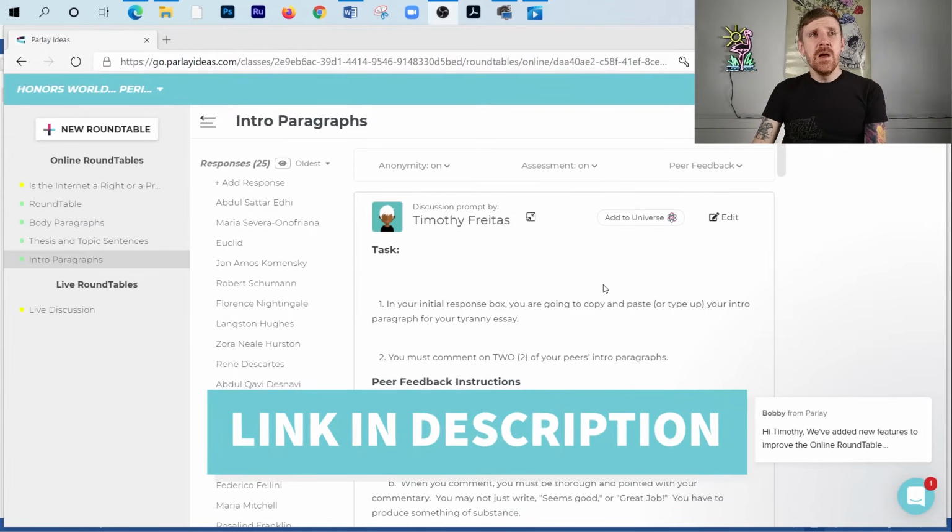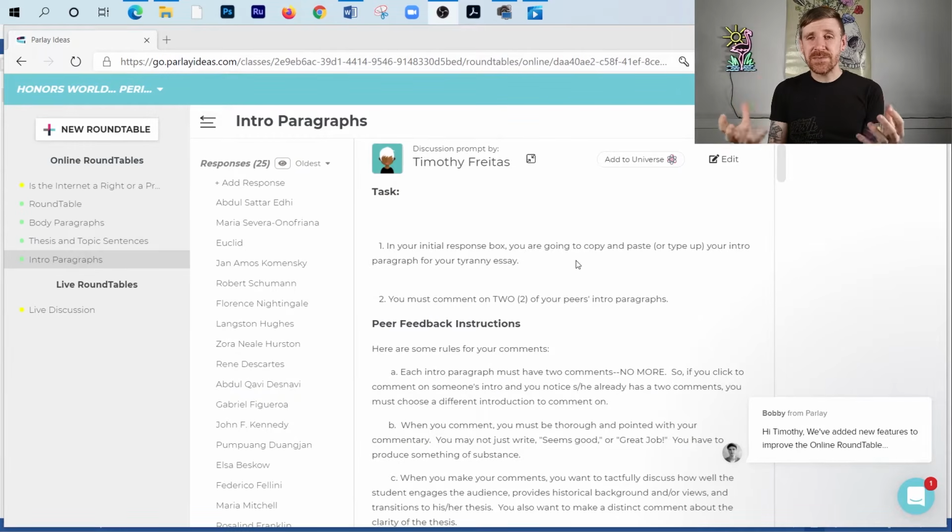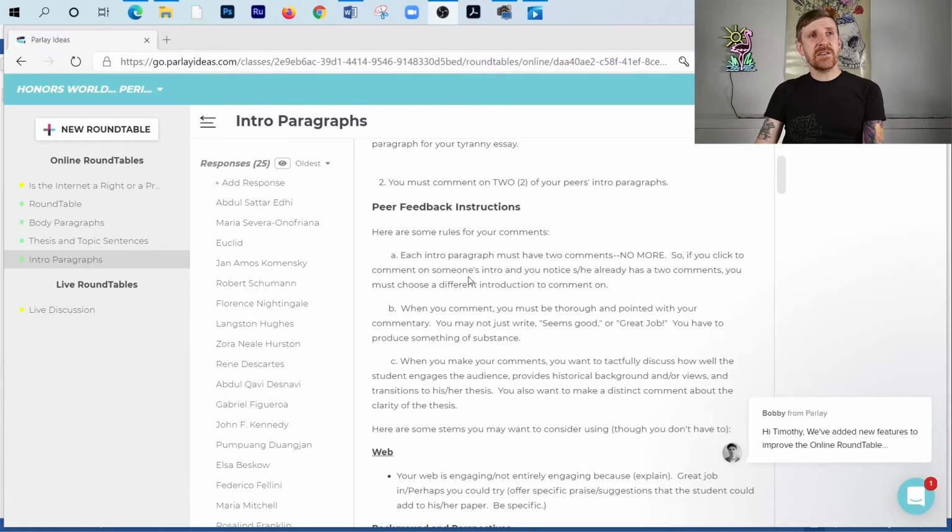You're going to notice I gave my kids the task to put their intro paragraphs about tyranny in their initial responses. So they all respond to this particular prompt with their intro paragraphs. Then they have to comment on two of their peers' intro paragraphs. When they did that, I created a checklist of what the students had to do. They had to either talk about what was engaging, provide more context, or rewrite thesis statements. So they're interacting to make each other's intro paragraphs better, and they're all housed in one spot.